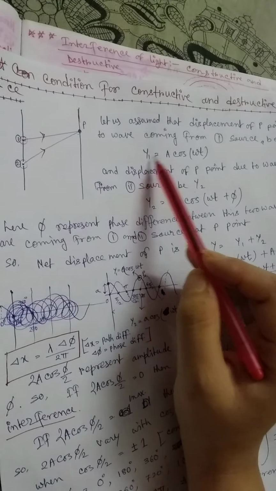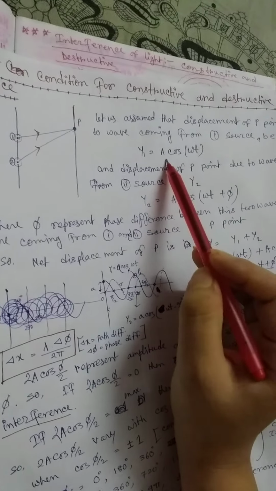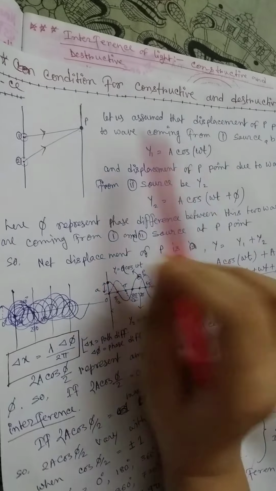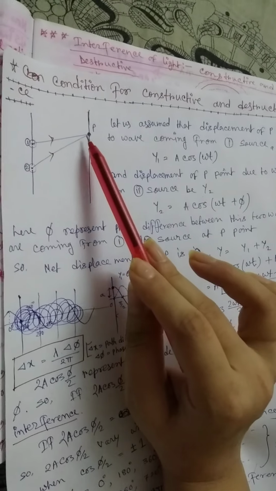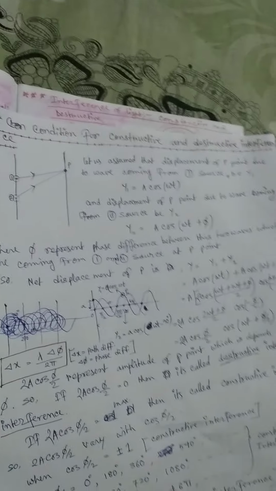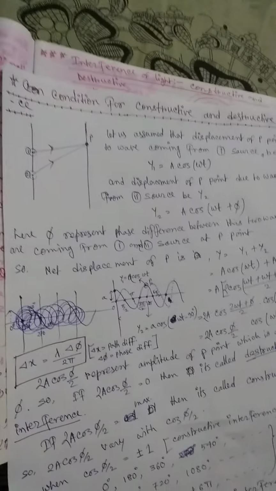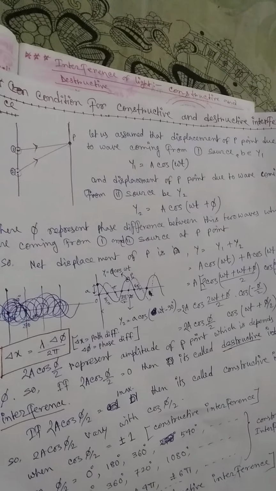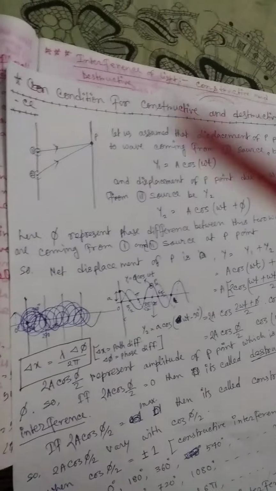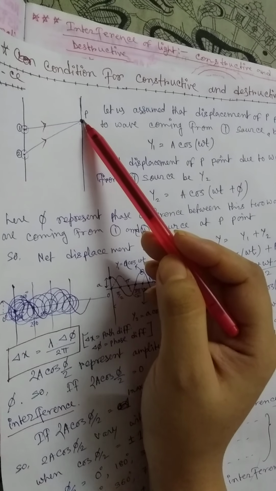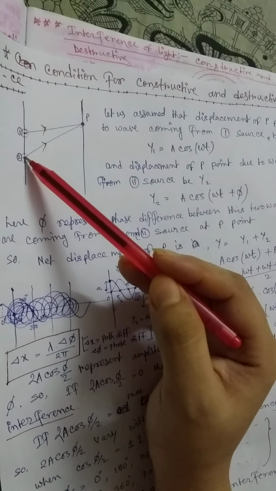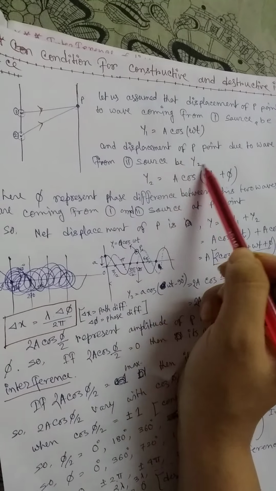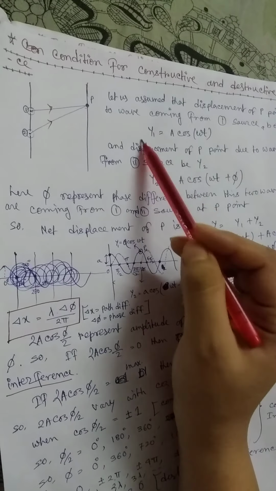Here I am assuming that Y1 equals A cos omega t. A is the amplitude of this wave, and I am assuming that after time t this wave reaches point P, and omega is the angular velocity of this wave. Second, Y2 equals A cos(omega t plus phi). Y2 is the displacement of P point due to the wave coming from the second source. So this is the equation of Y2 and this is the equation of Y1.